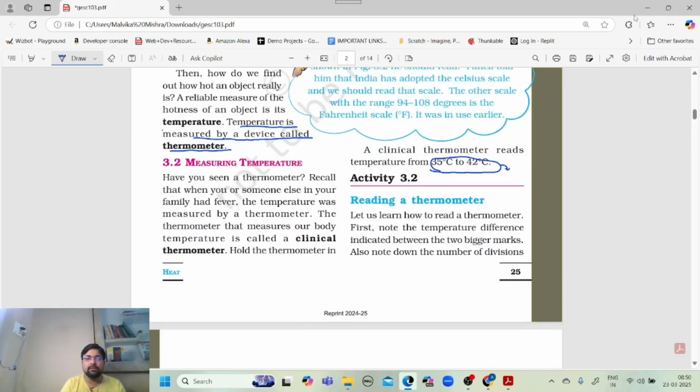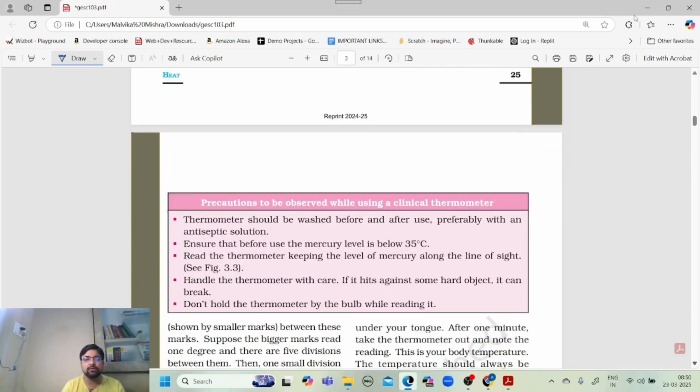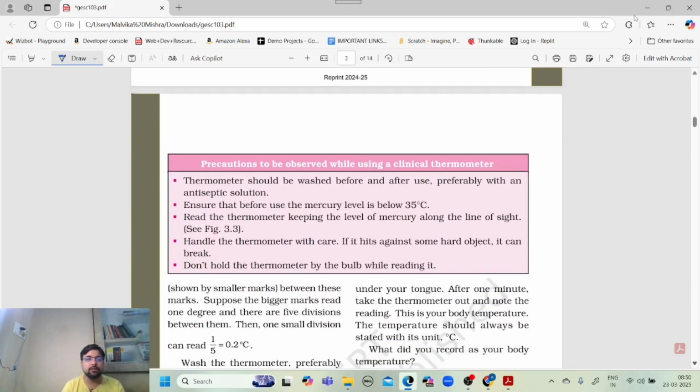So now let's learn how to read a thermometer, right? First of all, before using a thermometer, there are some precautions which we should observe. Thermometers should be washed before and after use, preferably with an antiseptic solution, right? Then ensure that before the use, the mercury level is below 35 degrees Celsius.